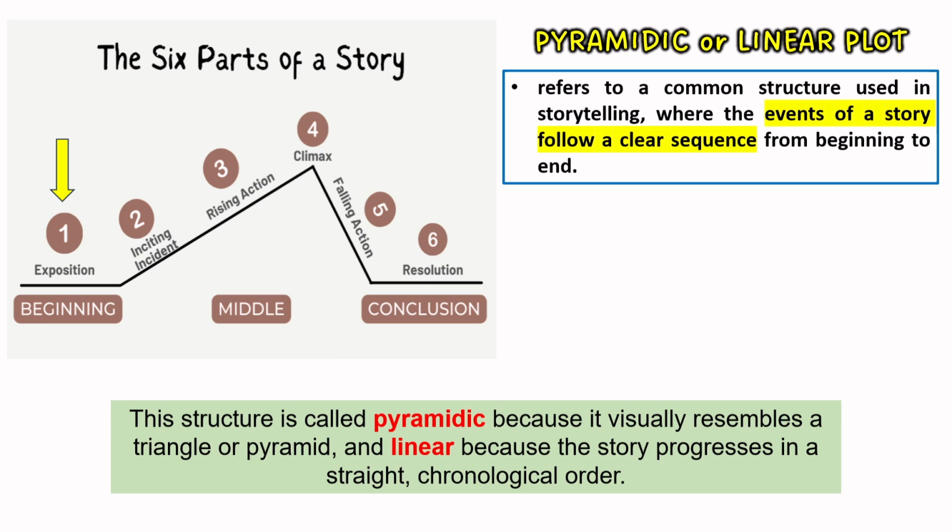Here are the parts of a pyramidic or linear plot arranged in its proper sequence. The first part is exposition. Next is the inciting incident. Third is rising action, followed by climax, then the falling action, and ended with the resolution. I will discuss each part in detail.